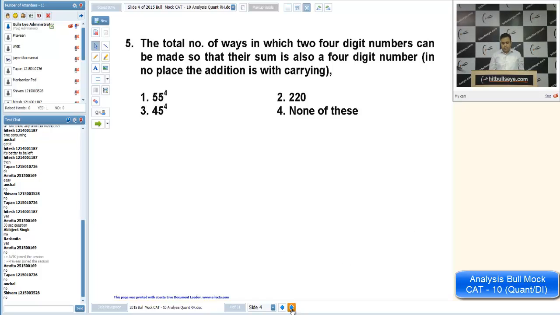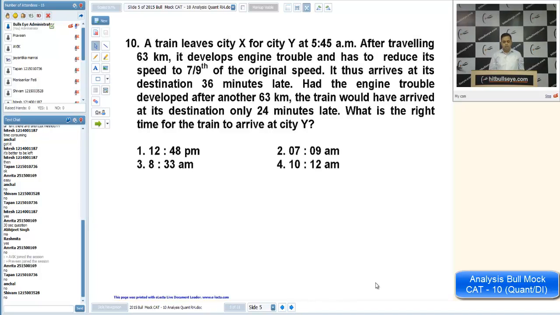So I am skipping this question, and the next question is: a train leaves city X for city Y at 5:45 am. It is a question based on time, speed and distance. No doubt it requires a lot of equations. Should I solve it?